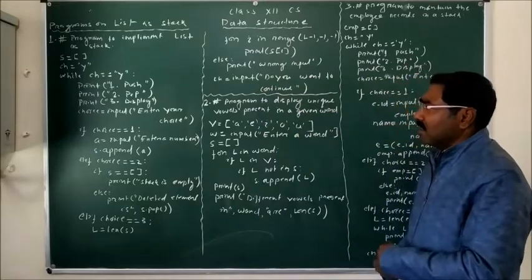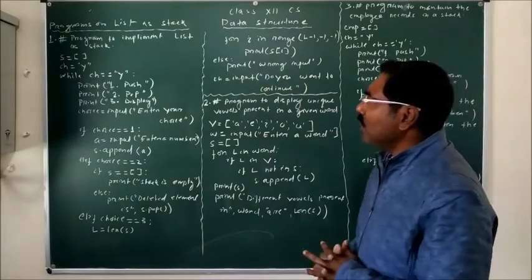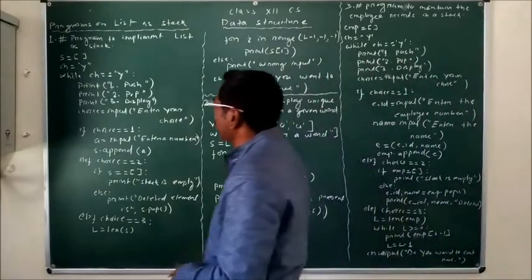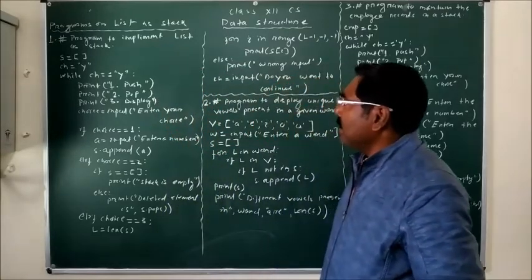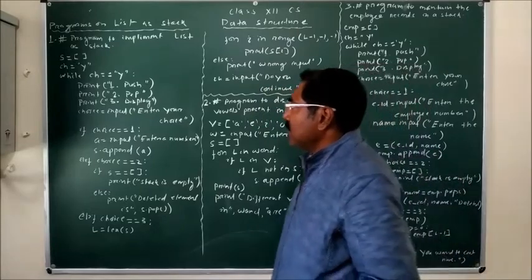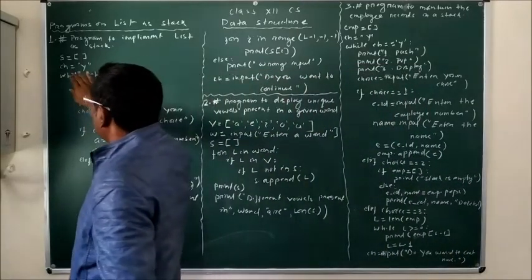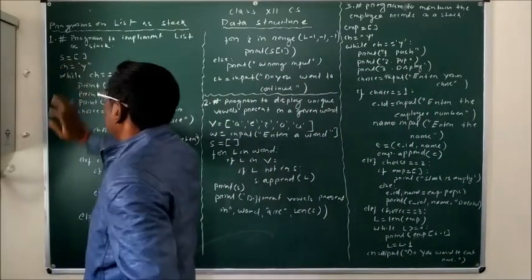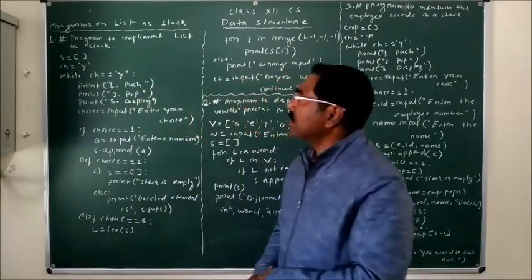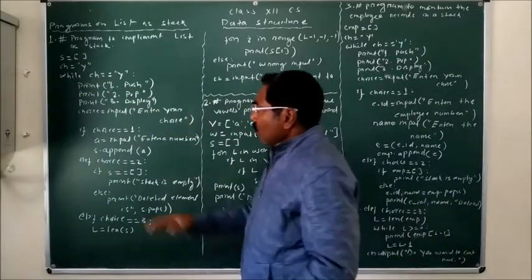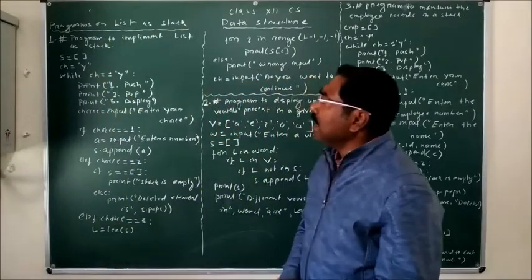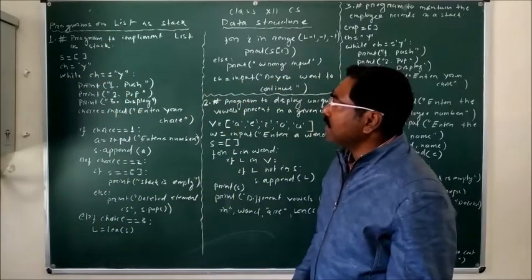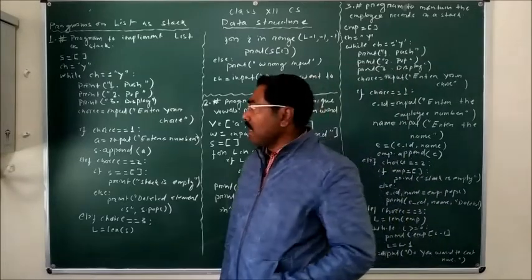The first program is to implement a list as a stack. This is a simple program in which we'll have the stack operations like push, pop and display, that is traversal, using a list. In the first statement here we have created an empty list S. This list will be used to represent the stack. So S is equal to a pair of square brackets, that means it's an empty list. Later on we will represent that list as a stack.